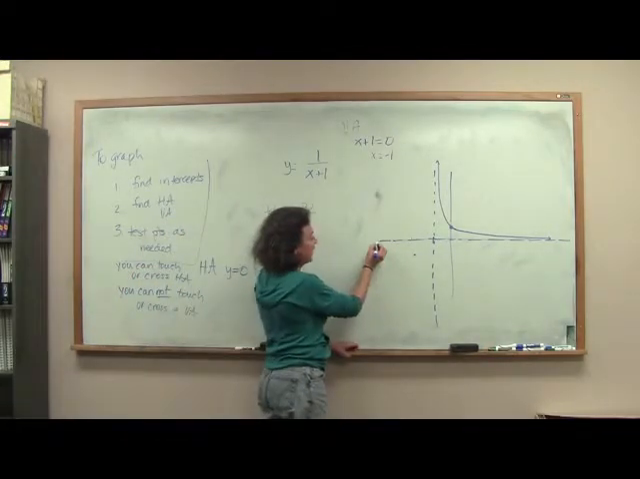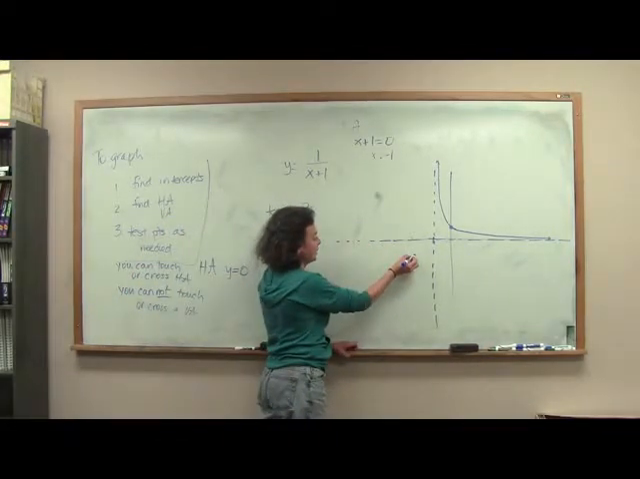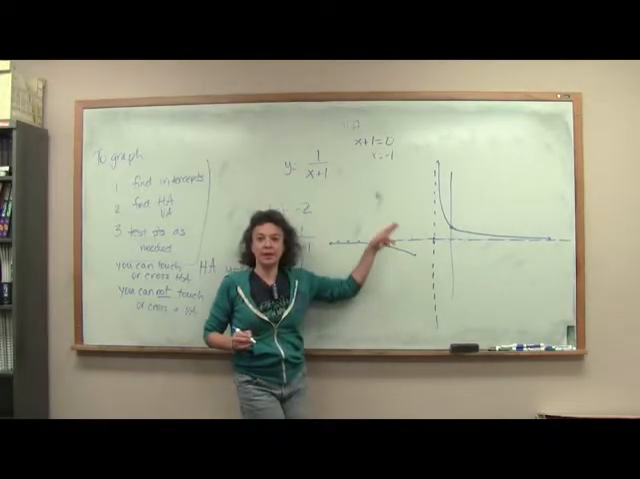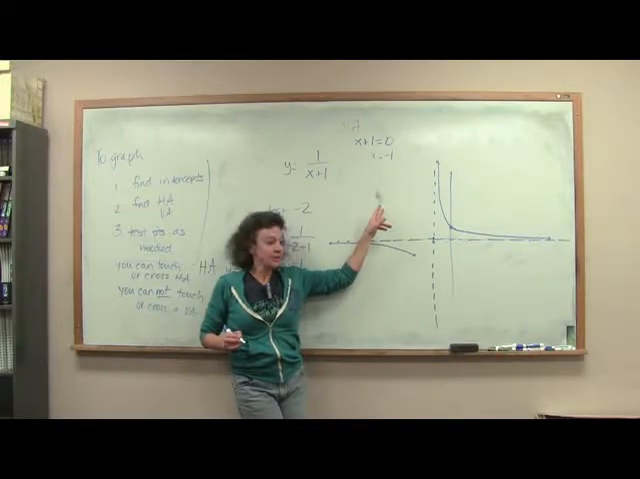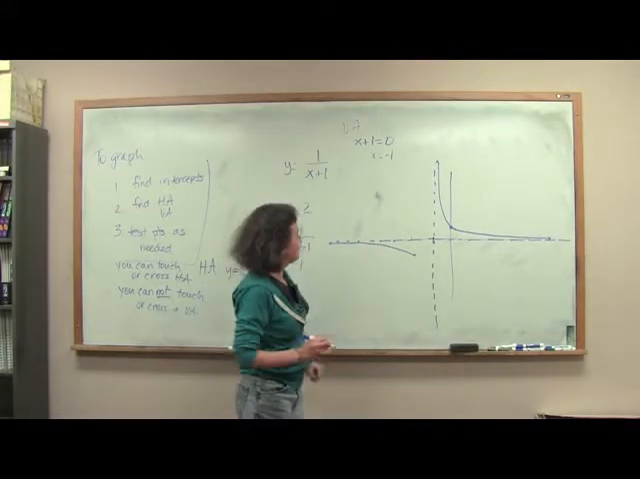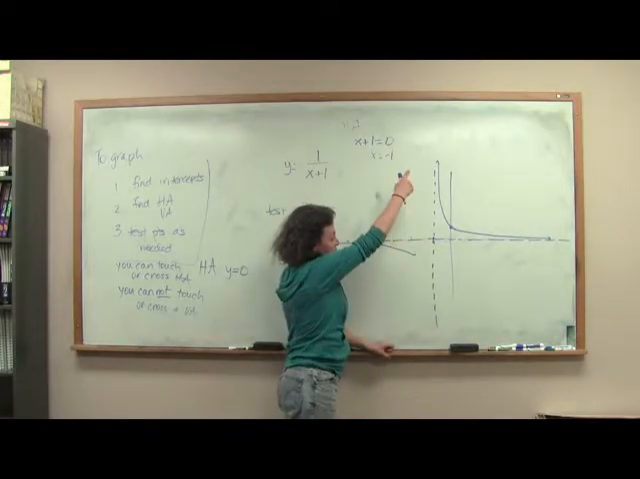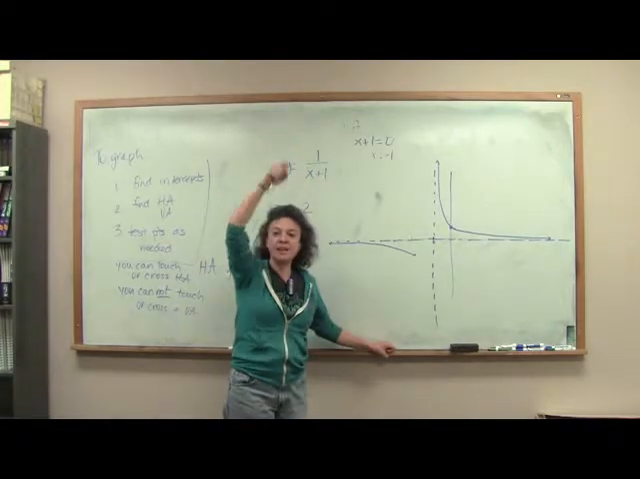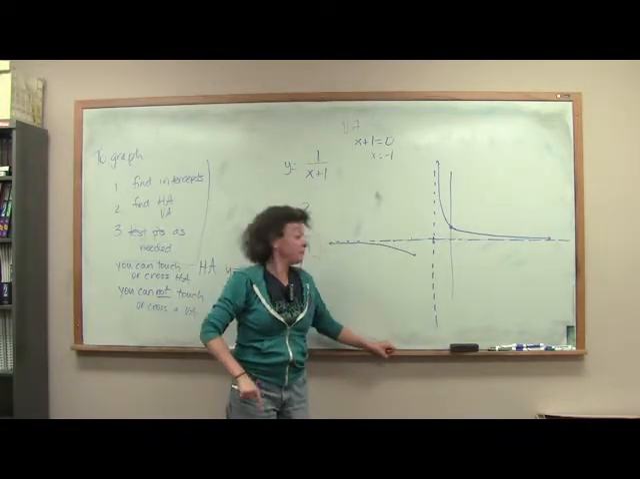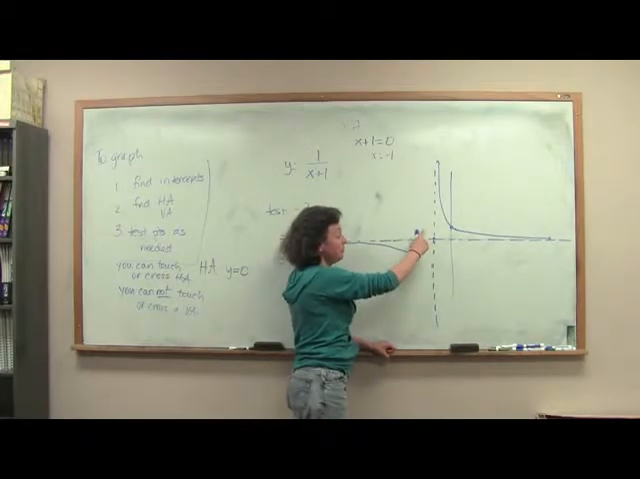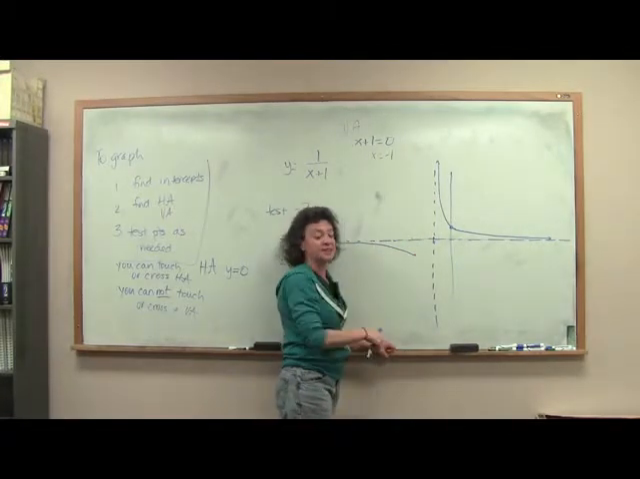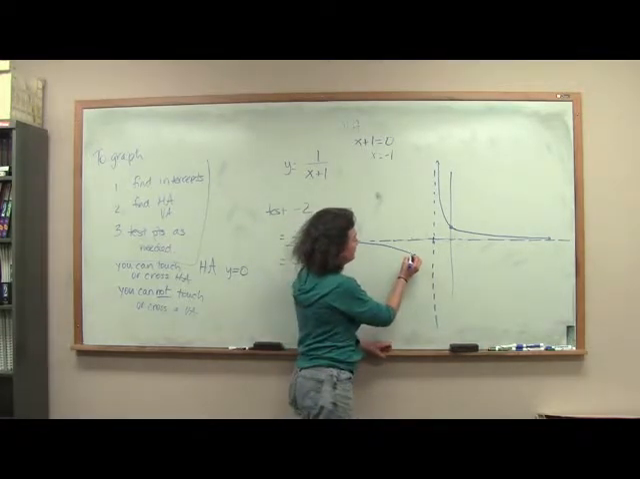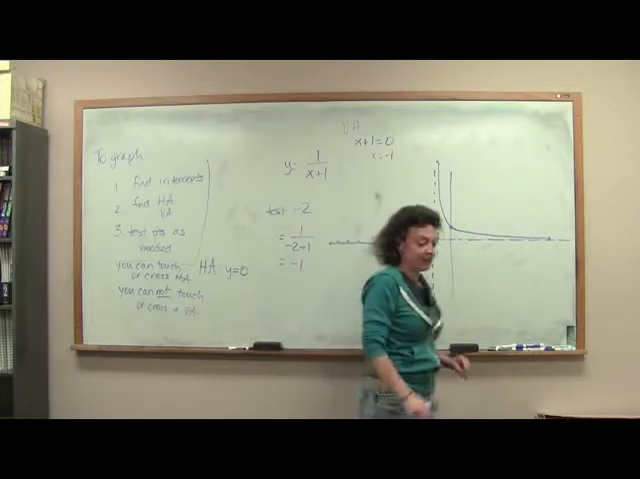Why? Because I have a horizontal asymptote at 0. So I know I've got to approach my horizontal asymptote, and I know I don't cross my x-axis because we don't have any x-intercepts. And as I approach my vertical asymptote, remember, by definition, I either shoot up to positive infinity or shoot down to negative infinity. I claim I can't shoot up because that means I would have to cross my x-axis, and for like the 7th time, we don't have any x-intercepts. Therefore, we shoot down to negative infinity.